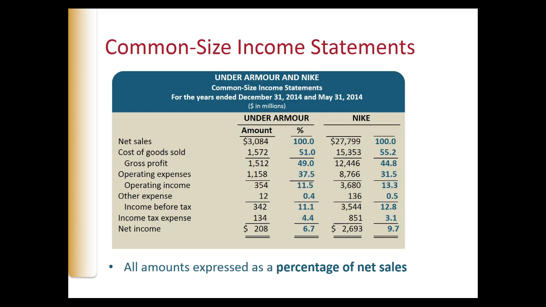As you see there, operating income is 11.5% for Under Armour. Nike is 13.3%. Finally, Nike's net income as a percentage of sales exceeds Under Armour's by about 3%. You see that Under Armour is 6.7% net income and Nike is 9.7%. So it's explained by Nike's slightly better operating income as a percentage of sales, and it appears Nike has a lower portion of income reduced for income tax purposes.